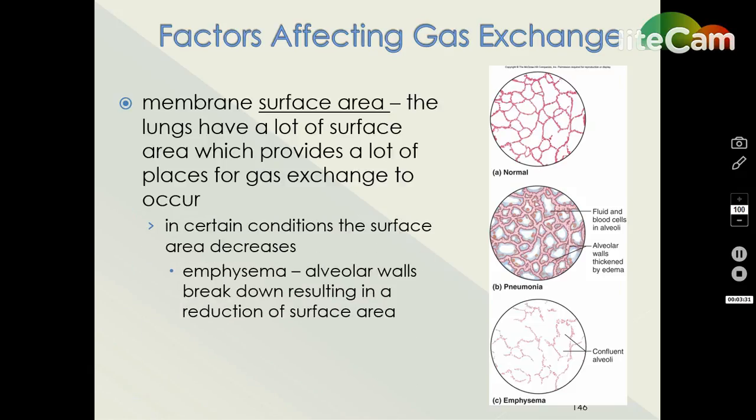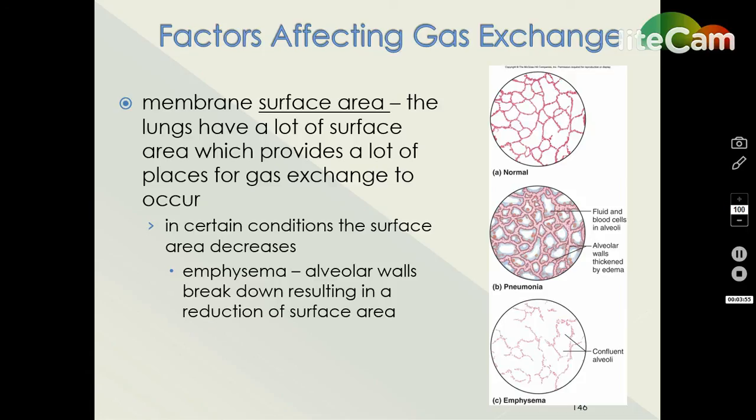Another factor that will impact gas exchange is the membrane surface area. So the gas will diffuse across the surface of the alveoli or the surface of the capillary, and if there is not as much surface area, there's not as many places for the gases to diffuse across.